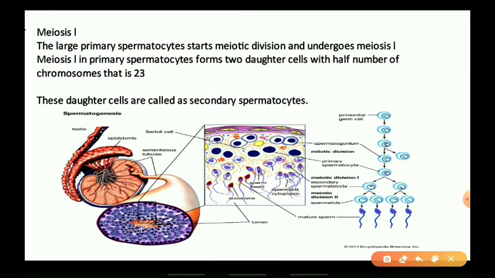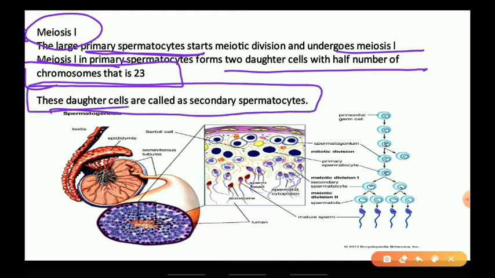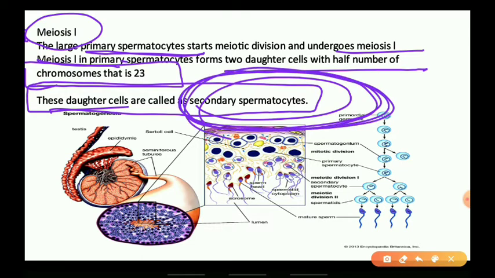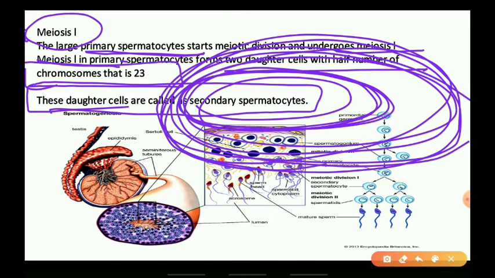Again, let us see that the primary spermatocytes undergo meiosis 1 and form two daughter cells with half the number of chromosomes, that is, they have 23 chromosomes. The daughter cells formed after meiosis 1 are called secondary spermatocytes. Hope it is clear.